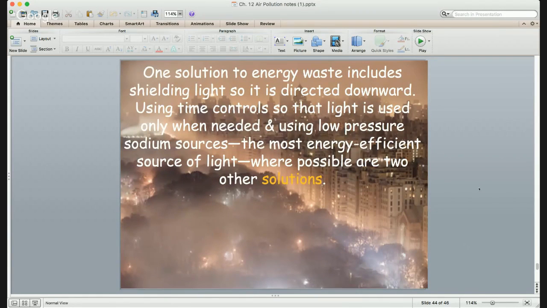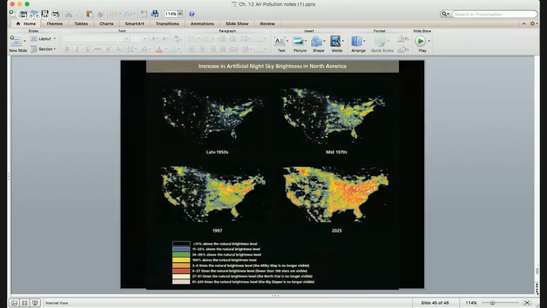So some solutions to reducing light pollution: obviously shutting the lights off when you don't need them, but directing them downward instead of upward. Use time controllers so that you only use the light when it's needed. Using low pressure sodium sources is very efficient when possible. These are just two of the solutions that you can use.